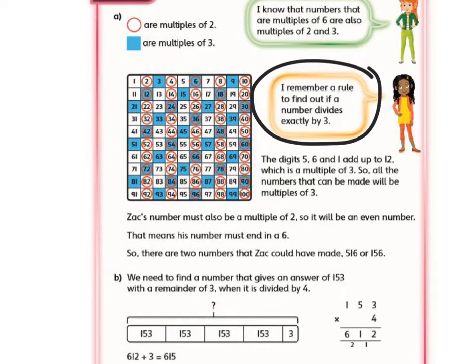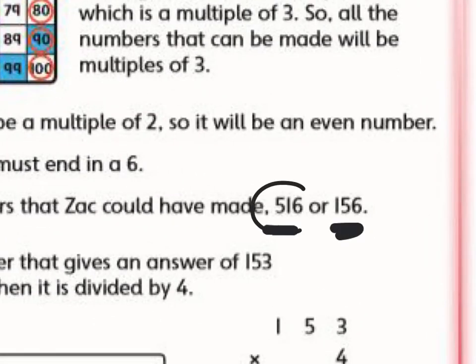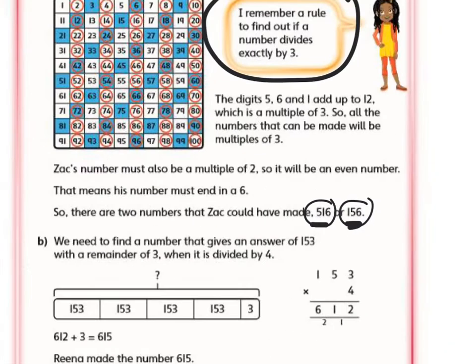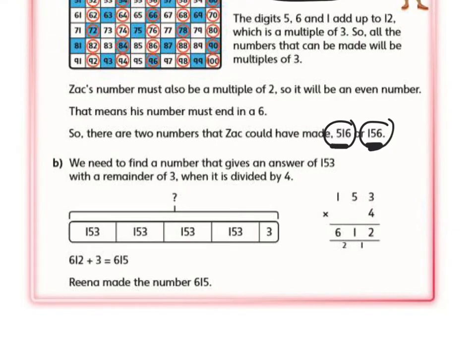Zach's number must also be a multiple of 2. So it'll be an even number. That means his number must end in a 6. So two numbers that Zach could have made would be 516 or 156. So well done if you've got those. I'd be really impressed if you got those two right for that first attempt. Again, don't worry if you haven't. You've not seen many problems like this before, so it's good for you to just have a go at that.